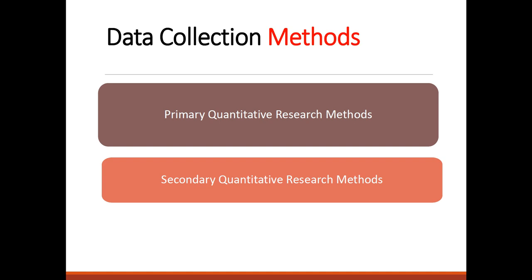Okay, so this one I already talked to you about primary quantitative research and secondary quantitative research. So this is basically what I already explained. Primary is where you collect your data yourself, and secondary is where you get the data from outside sources. Okay, but I'm going to talk more on primary instead of secondary. Okay, next one.